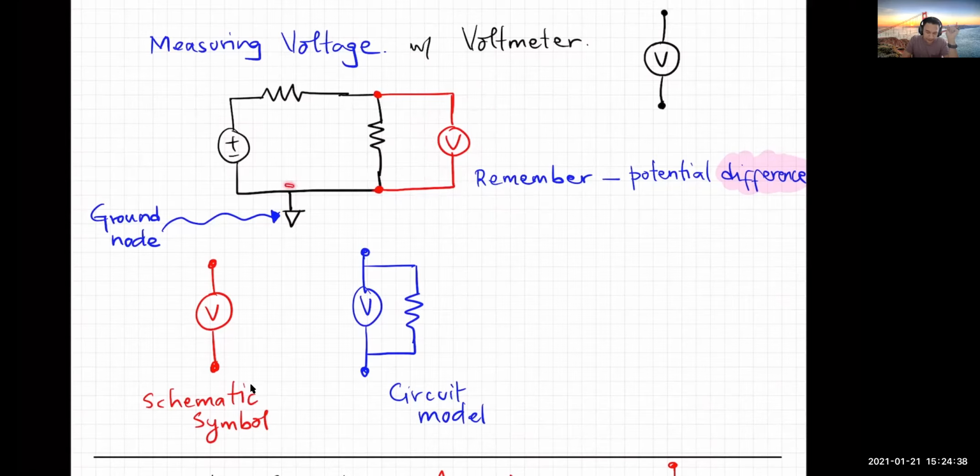Okay, so this is the symbol for ground in a circuit. This is what we call a power supply. It has a positive and a negative V.